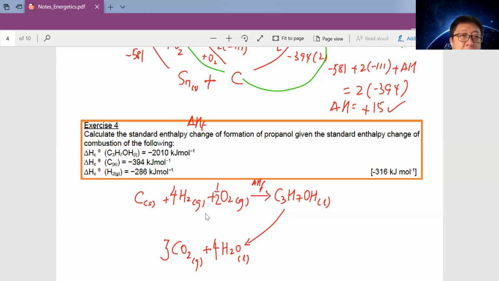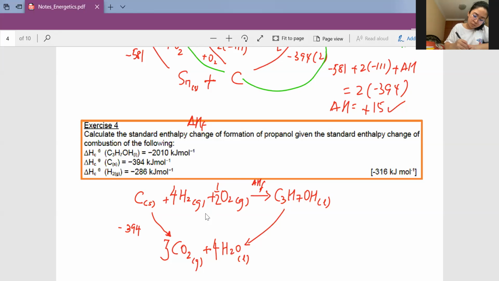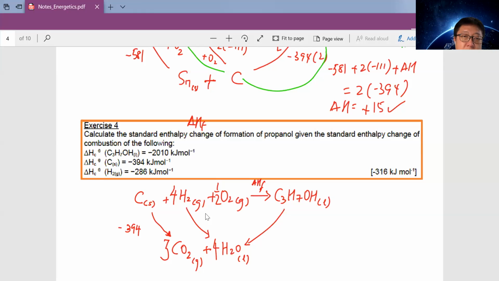They say the enthalpy change of combustion of carbon is 394. So from here to here, draw one arrow. Right, so it's 394. Okay, 394. Then you have minus 394, minus 394. Hydrogen to water is 286. Here got 4, so it's 4 times negative 286. This one, I have combustion. I have a minus 2010.